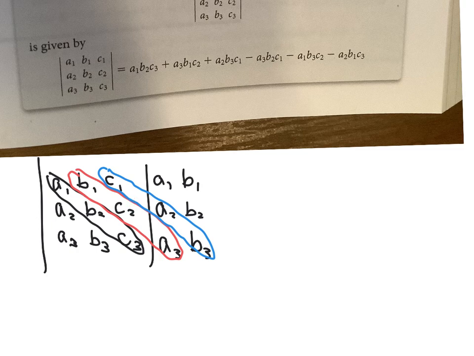Then we subtract, and then we go the other direction. A3, B2, C1. And then we subtract A1, B3, C2. And then we finally subtract these numbers. So you add the product of the numbers that go from left to right downhill, and you subtract the product of the numbers that go from left to right uphill.